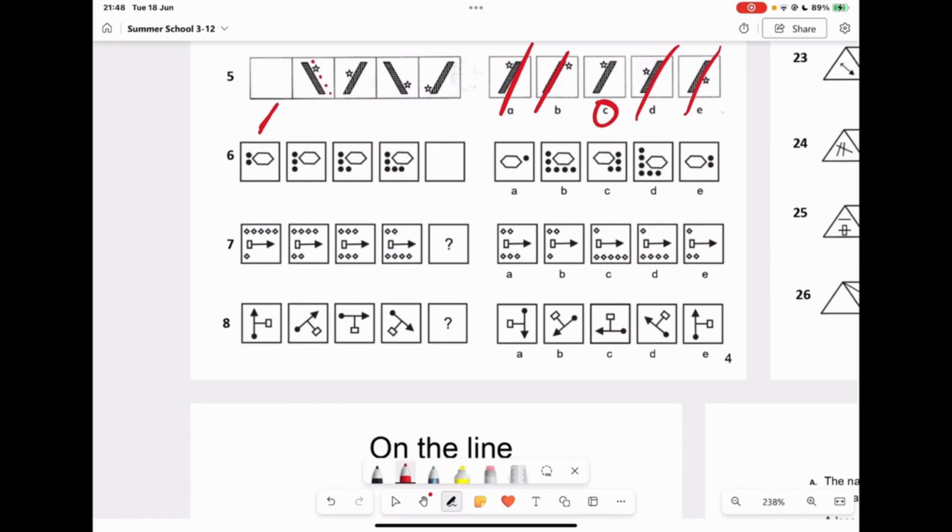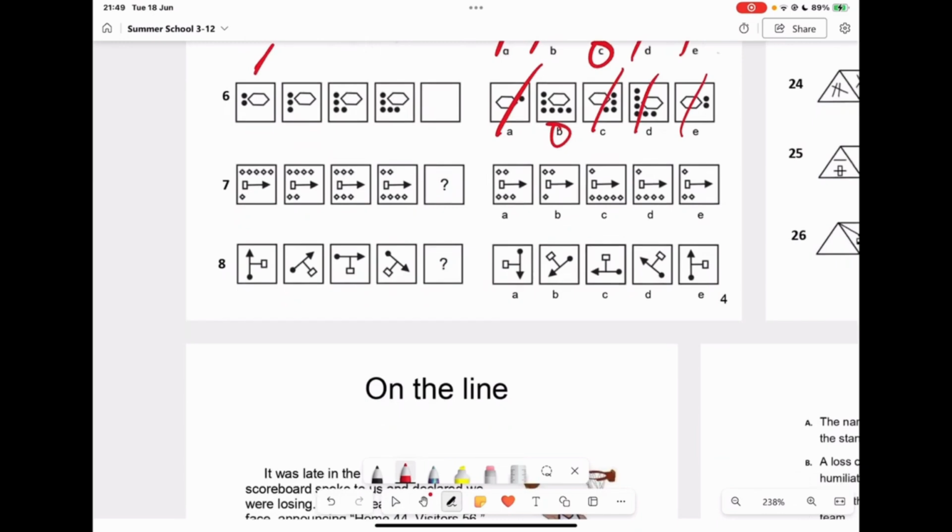Question 6. For question 6, we can see that the number of dots are increasing by 1 each time. Given that, it goes 2, 3, 4, and then 5. So this time it will be 6. So it cannot be A, nor can it be C or E. And now we're looking at the position. We can see that there are consistently 3 on the side. So B is the answer.